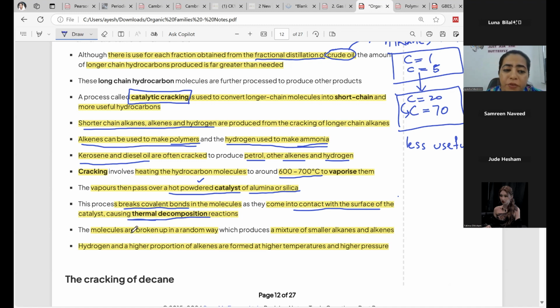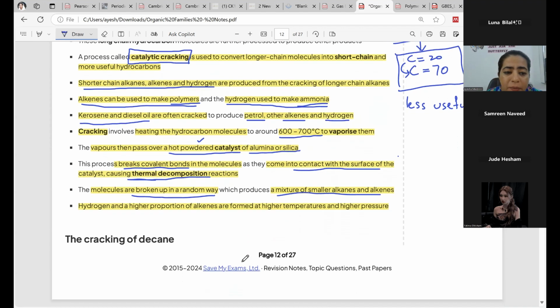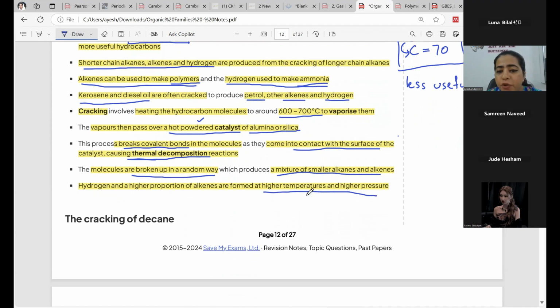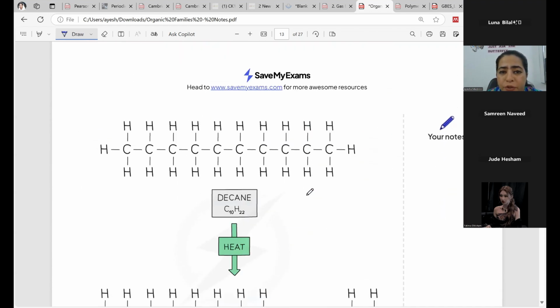Okay. So when it happens randomly, it means we are getting a mixture of products. In one breaking, we may get multiple different products with multiple carbon lengths. And if we want to get hydrogen or alkenes, then we need to provide a little higher temperature and pressure. Let me show you one example, then it will be more clear to you.